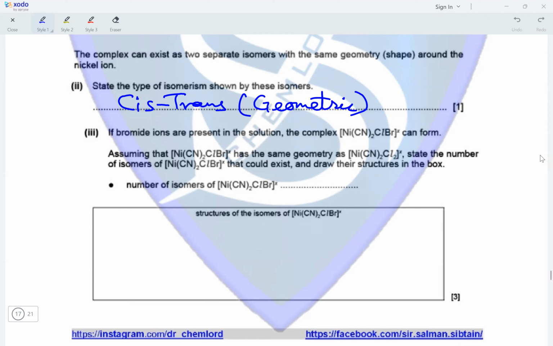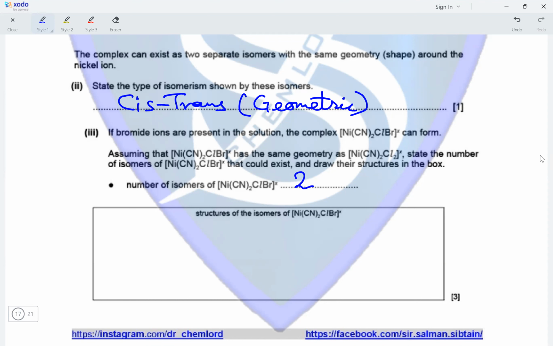If bromide ions are present in the solution, the complex Ni(CN)2ClBr can form. Assuming that this complex has the same geometry as Ni(CN)2Cl2, state the number of isomers the complex could exist as, and draw their structures in the box. So, since it's a square planar complex, there are two possible isomers that can form.